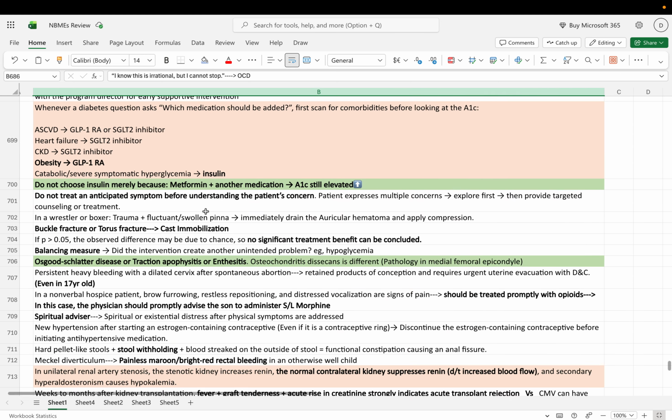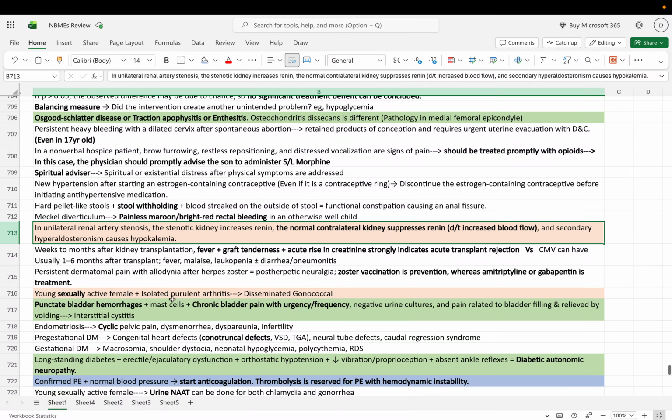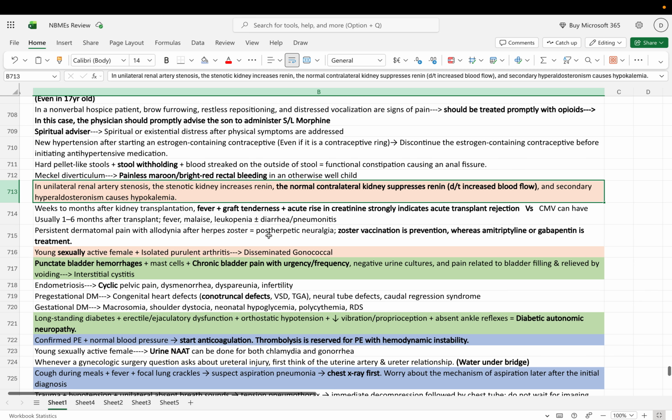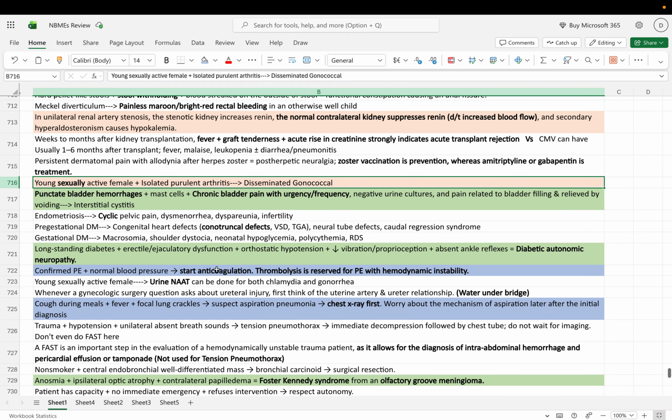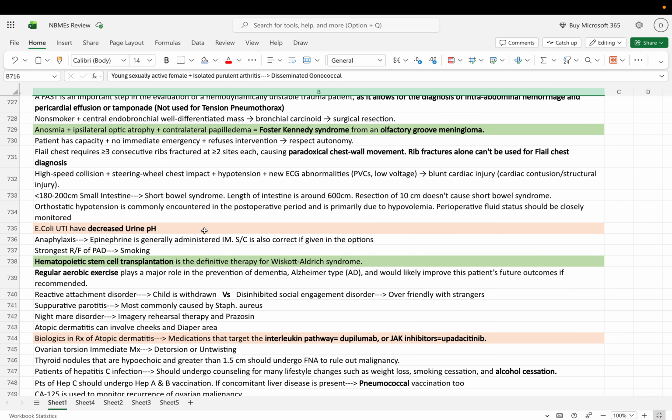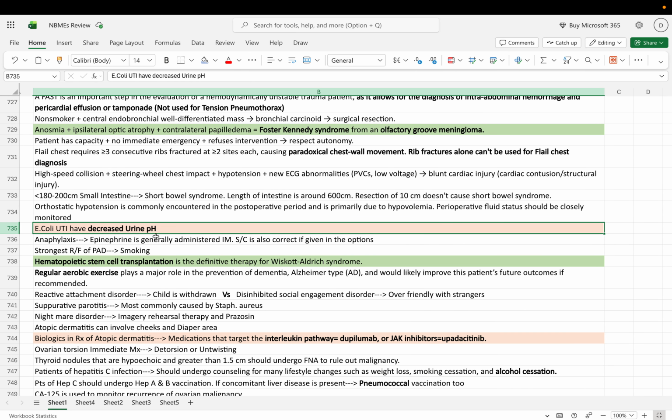I have discussed this earlier. In unilateral renal artery stenosis, the stenotic kidney increases the renin. The normal contralateral kidney suppresses the renin, and secondary hyperaldosteronism causes hypokalemia. Young sexually active female plus isolated purulent arthritis, think of disseminated gonococcal infection. E. coli decreases the urine pH.